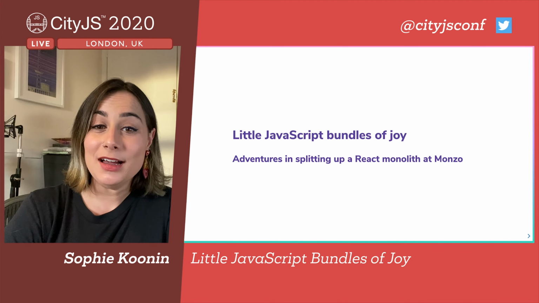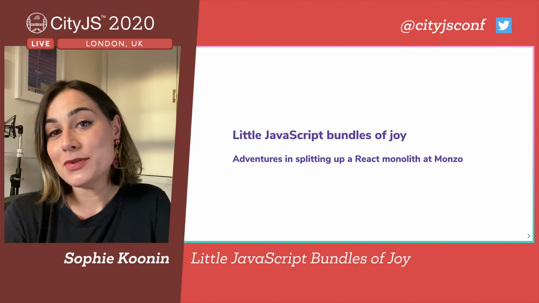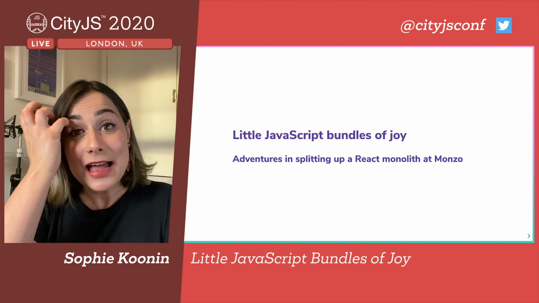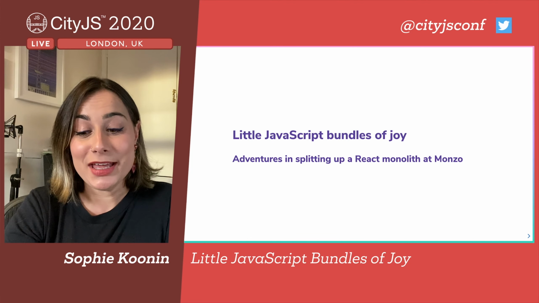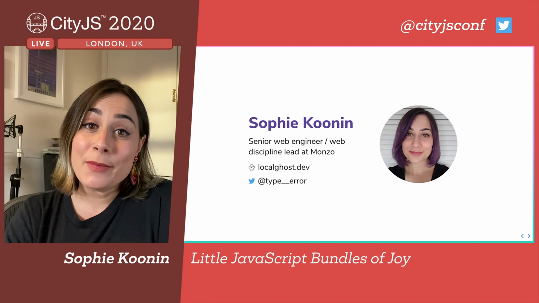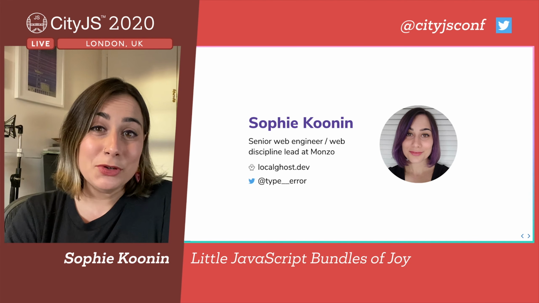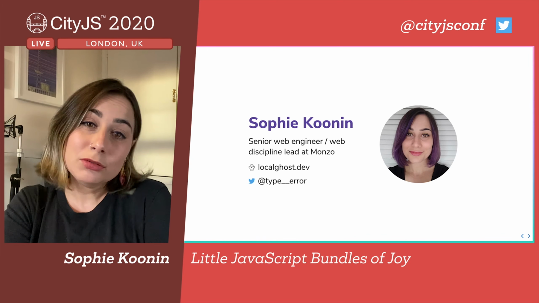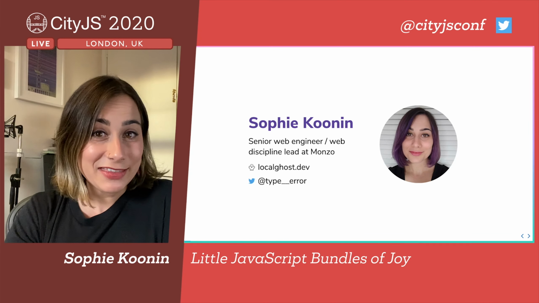My name is Sophie. I'm going to talk to you today about how the Monzo web team went about splitting up a big React monolith into smaller pieces and the challenges that we encountered along the way. So a bit about me first. I'm a senior web engineer and I also lead the web discipline at Monzo alongside my colleague Dylan. You can find me on Twitter, or I've got a blog called Local Ghost where I write about tech things sometimes.